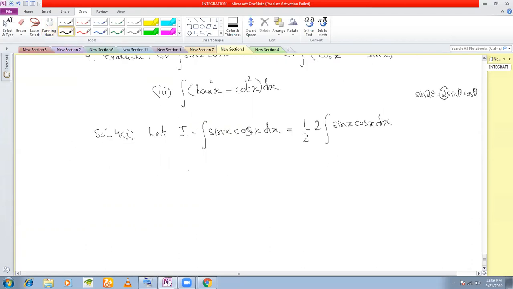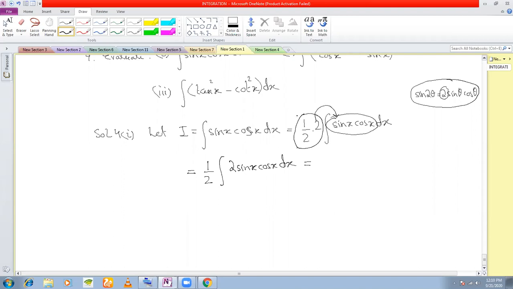In the next step, this 2 you can take inside the integration also, 2 sine x cos x dx. See whether this step is clear or not, and see whether you are getting 2 sine theta cos theta. Are you getting? Yes, sir. That is the reason I had taken half into 2 here, so that later I can take 2 inside and make this 2 sine theta cos theta. That is the reason.